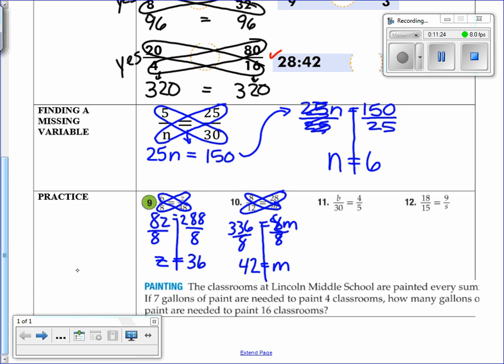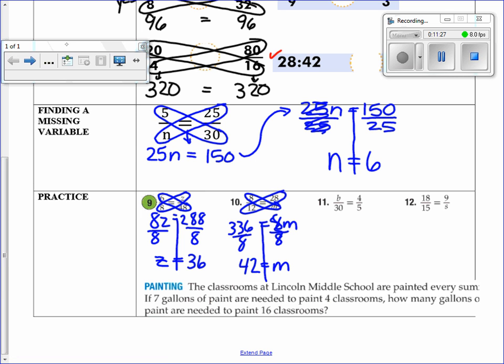Now finally, I have a word problem. This is what we're going to work to. I'm just going to introduce it to you right now and see if you can set up a proportion. Okay, so there's important parts. The classrooms at Lincoln Middle School are painted every summer. That's what it should say. If 7 gallons of paint are needed to paint 4 classrooms, okay, all of a sudden I have a ratio. Okay, look at this. I have a ratio. 7 gallons of paint, 4 classrooms.